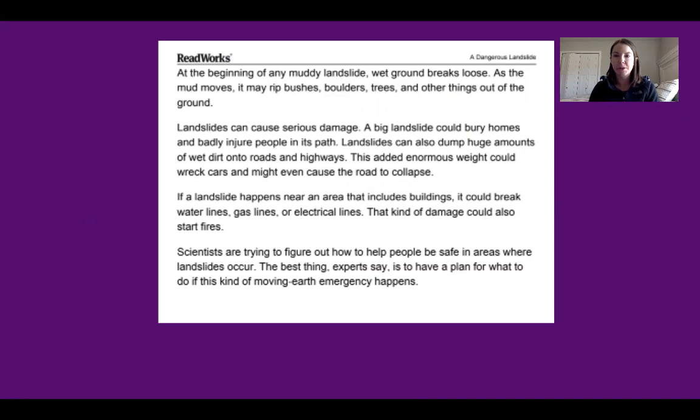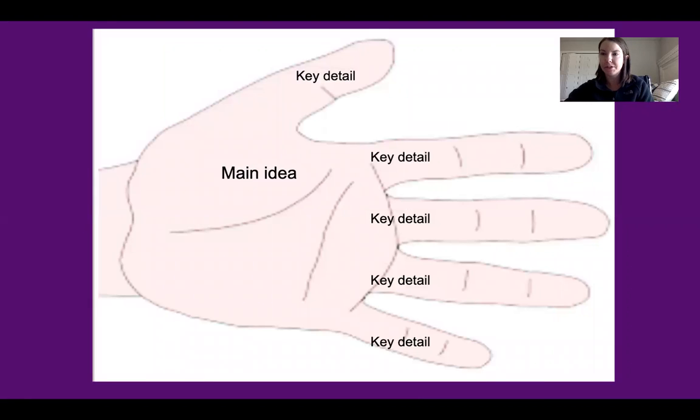Landslides can also dump huge amounts of wet dirt onto roads and highways. This added enormous weight could wreck cars and might even cause the road to collapse. If a landslide happens near an area that includes buildings, it could break water lines, gas lines, or electrical lines. That kind of damage could also start fires. Scientists are trying to figure out how to help people be safe in areas where landslides occur. The best thing, experts say, is to have a plan for what to do if this kind of moving earth emergency happens.